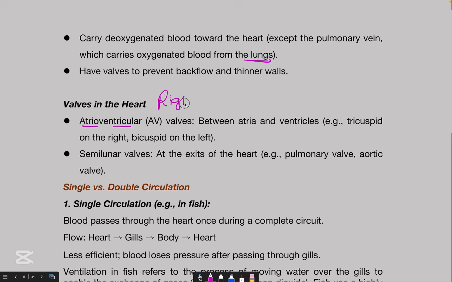The right atrioventricular valve. That means the one between the right atrium and the right ventricle. It's called the right atrioventricular valve. It is also called the tricuspid valve. Is that okay? The right atrioventricular valve is also called the what? The tricuspid valve. The one between the right atrium and the right ventricle is also called tricuspid.